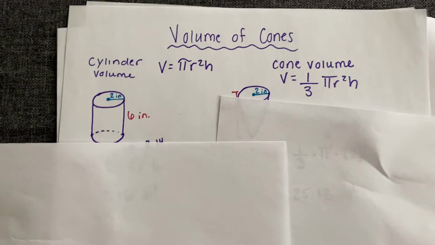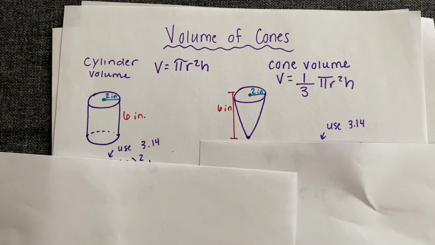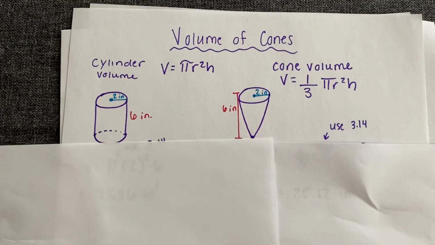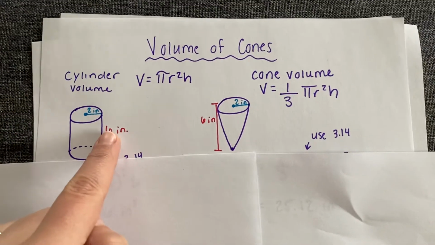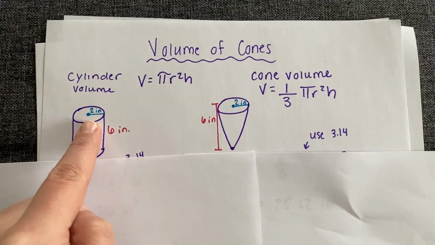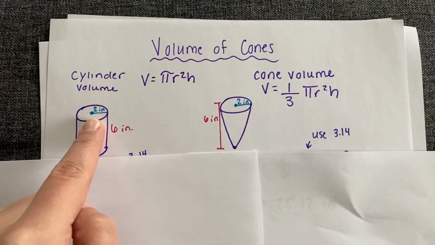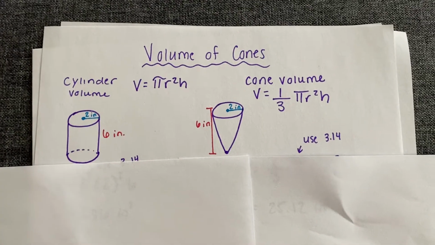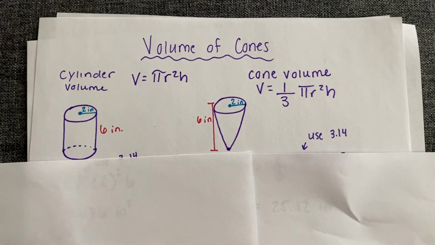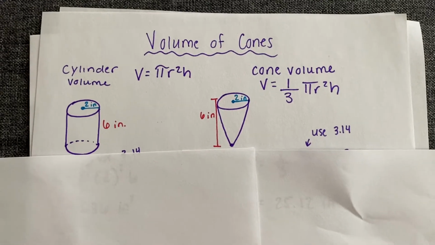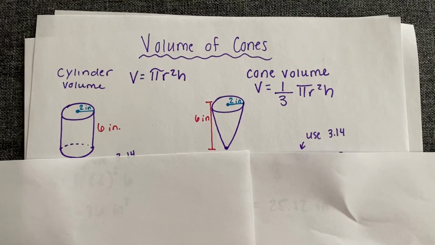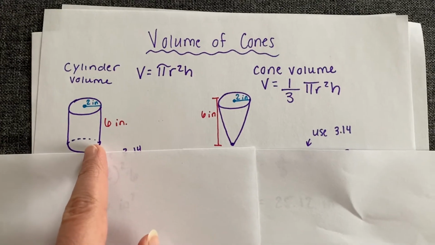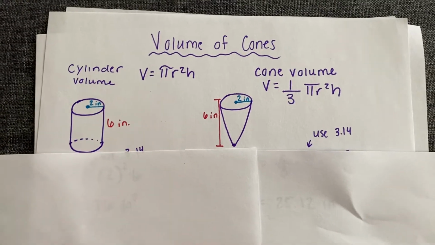What that means is that, let's say you have a cylinder. Right here I have a cylinder and a cone. If you notice, they both have the same height and they have the same radius. All this means is that if you were to solve the volume of these two, the cone volume is going to be 1/3 of the volume of the cylinder with the same height and radius.